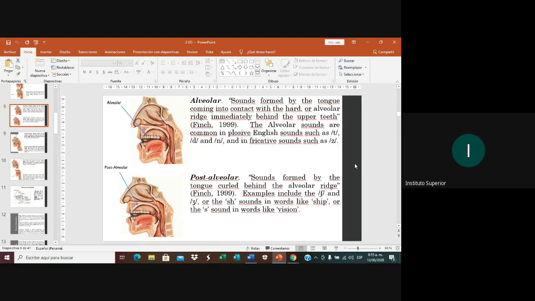the alveolar ridge. It's very, very close to the last position. If you see in the picture, here we have the alveolar, and the post-alveolar is a little bit above the alveolar. It's so close to the last position. And here the tongue blocks the airflow in this part, the post-alveolar, as the picture shows. In the post-alveolar, we have two sounds.